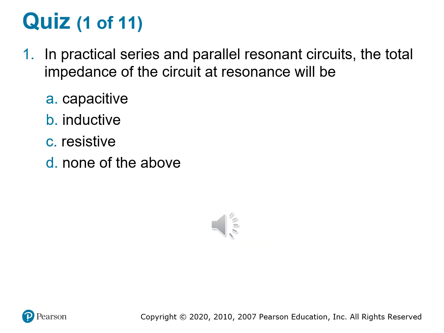Get to the point where we do a quick assessment, a review in quiz form. So let's go ahead and go over the questions. So this is quiz question number 1. In practical series and parallel resonant circuits, the total impedance of the circuit at resonance will be which of the following? A, capacitive, B, inductive, C, resistive, or D, none of the above. Go ahead and pause the video. And if you return from the video, the answer for this one is resistive. So that would be C.